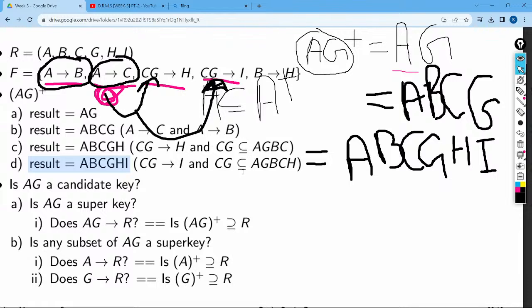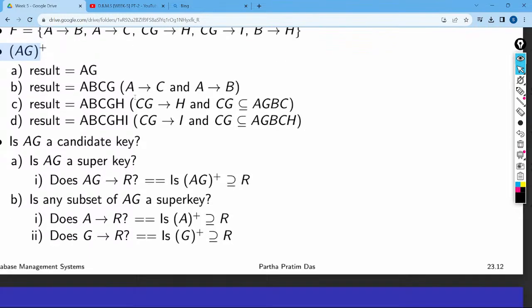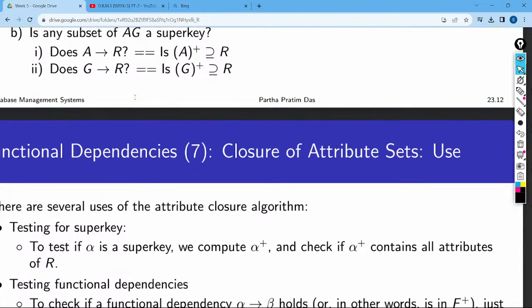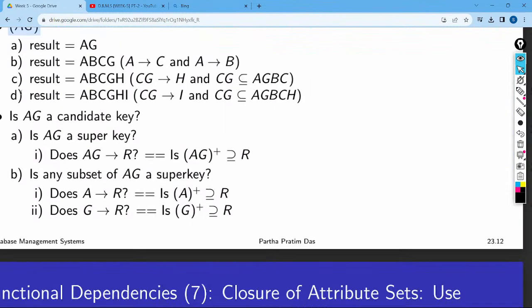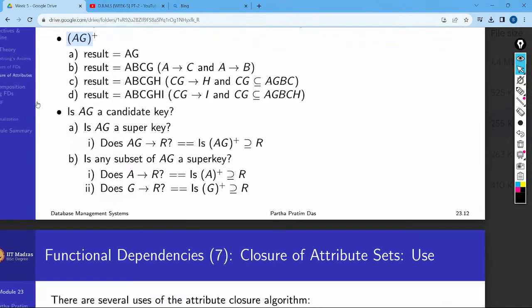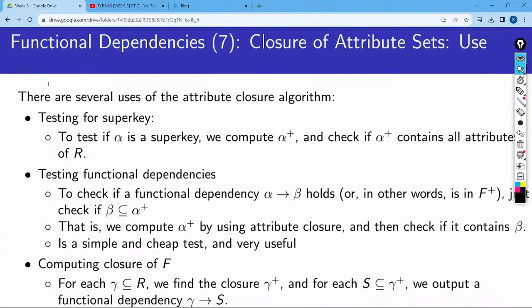Now, is AG a candidate key? Is AG a super key? Is AG a subset of a super key? Let's find out. I hope you understand how you would find the superset of any given attribute, or set of attributes, or composition of attributes. This was a composite key. All right, let's go further.